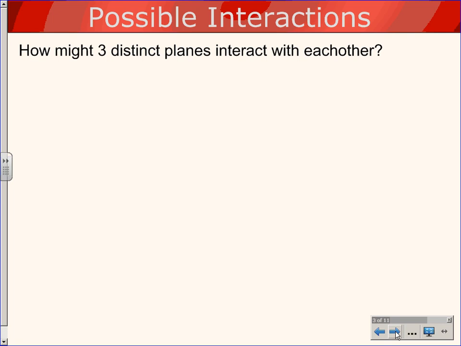So notice here it says, how might three distinct planes interact with each other? So I'm using the word distinct. There's of course the possibility that I give you three equations and all three planes are exactly the same. There's also the possibility where I give you three planes and two of them are the same and one's different. If all three were the same, that's very boring, right? It's really just one plane, there's an infinite number of intersections.